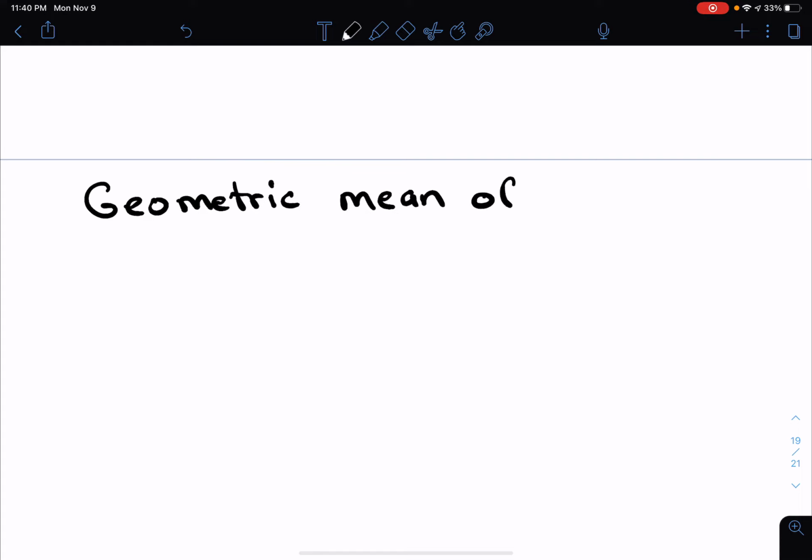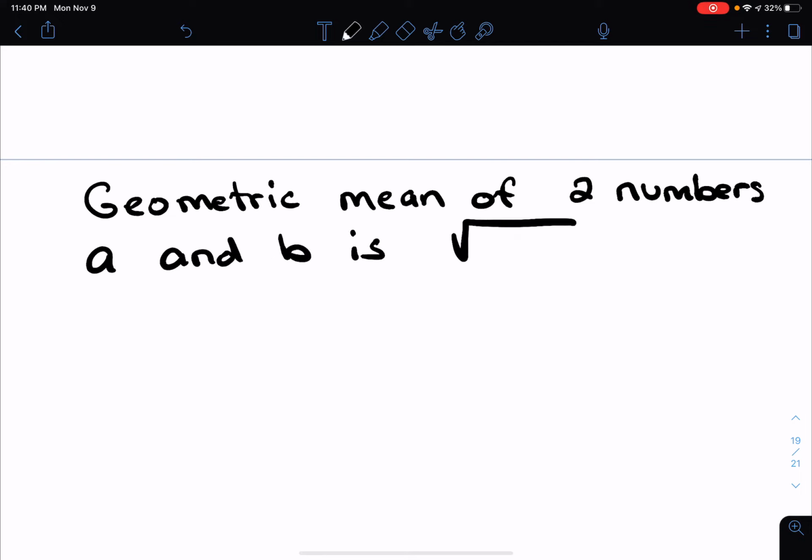So the first thing we need to do is find out, what is a geometric mean? What the heck is that? The geometric mean of two numbers, A and B, is the square root of A times B. So when we're looking at our states, we have their modified quotas. We're going to be looking at those modified quotas and finding the geometric means.